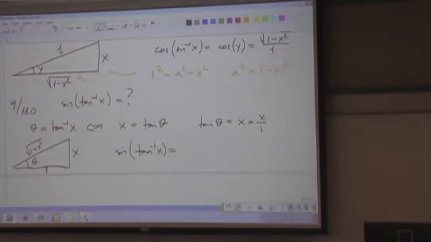It's the same thing as sine of theta, right? And all I have to do is just pick it up from the triangle. It will be x over the square root of 1 plus x squared. Does that make sense?